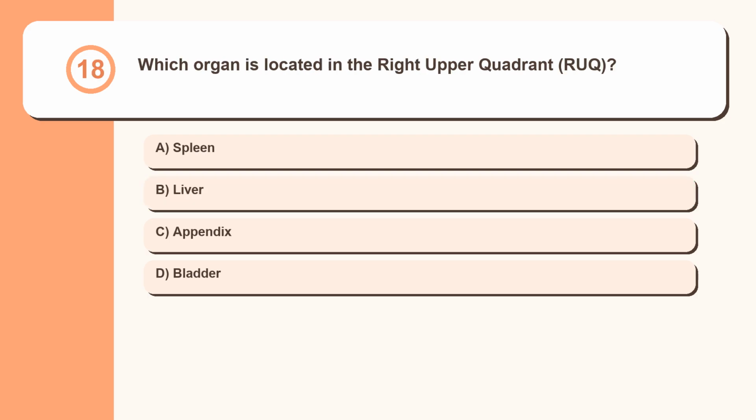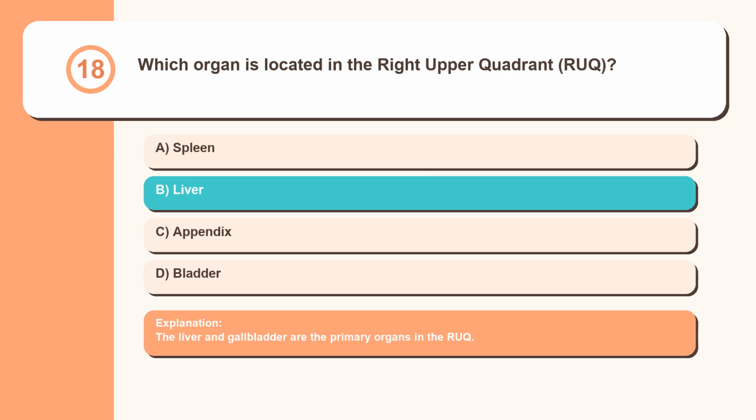Question 18. Which organ is located in the right upper quadrant, RUQ? Spleen, liver, appendix, bladder. The liver and gallbladder are the primary organs in the RUQ.